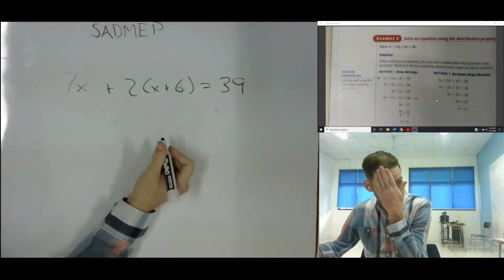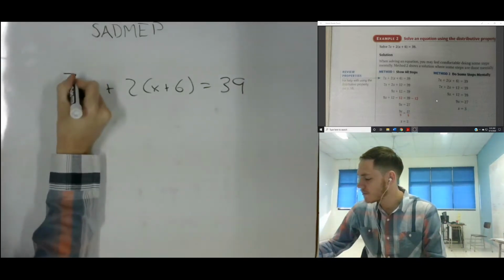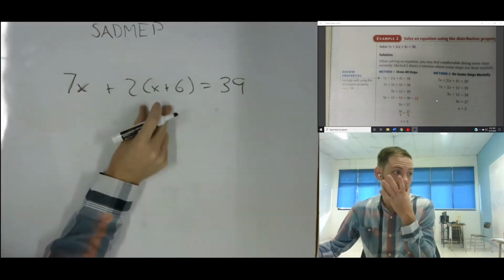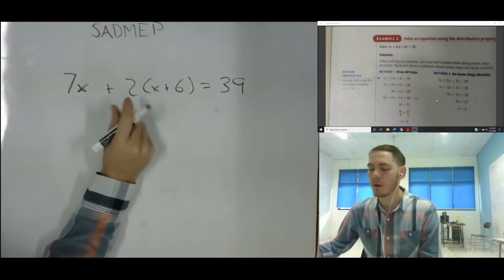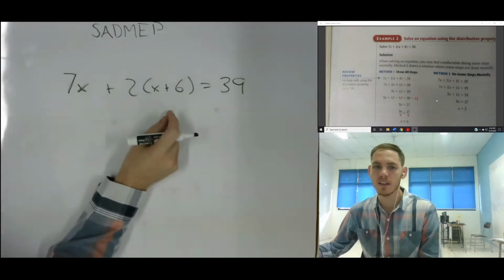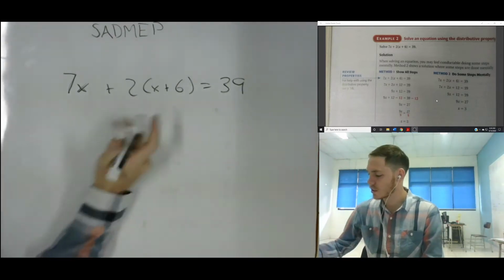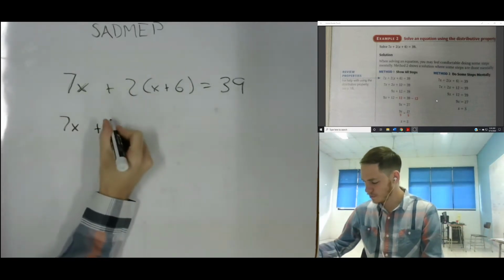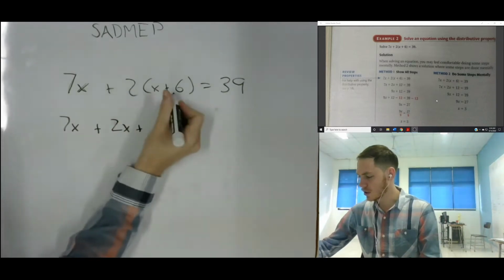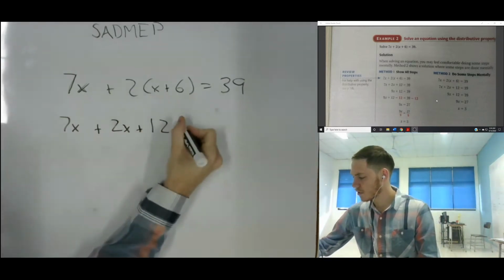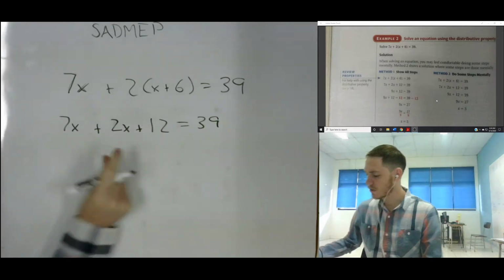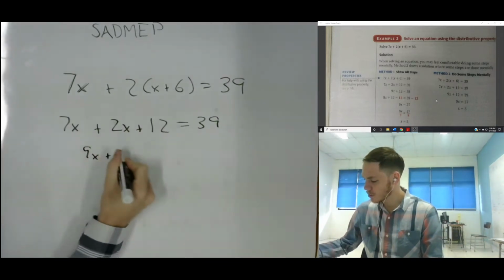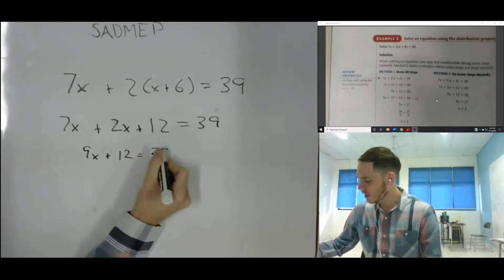Now, there's two ways of doing this, but the main way is since you have variables outside and inside of parentheses, you're going to want to distribute first. The reason why we want to distribute before we do anything is because it's actually going to simplify stuff. So let's distribute 7x plus, and then 2x plus 2 times 6 is 12. And this equals 39. So first step, combine like terms. Get 9x plus 12 equals 39.